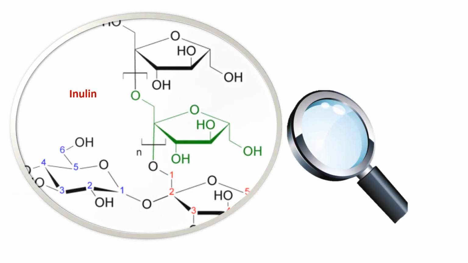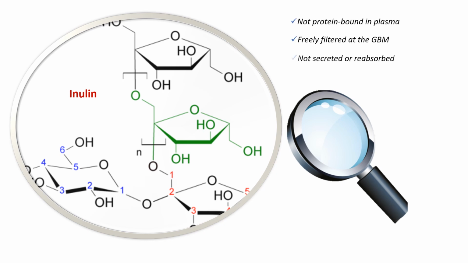In the search for the perfect solute to measure glomerular filtration rate, we come across a molecule called inulin, not to be confused with insulin. Inulin is a naturally occurring polysaccharide that is non-toxic. It is not protein-bound in the plasma. It is freely filtered across the glomerular basement membrane, and it is neither secreted nor reabsorbed by renal tubules.